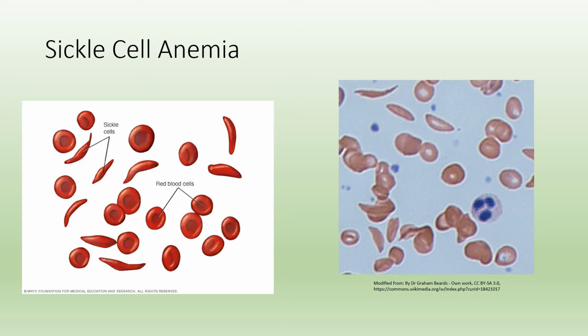Sickle cell results in a mutation in one of the genes that makes hemoglobin. Hemoglobin is the molecule in our red blood cells that carries oxygen. So if we look at the drawing on the left, you see round, normal red blood cells that have this, it's called a biconcave disc.